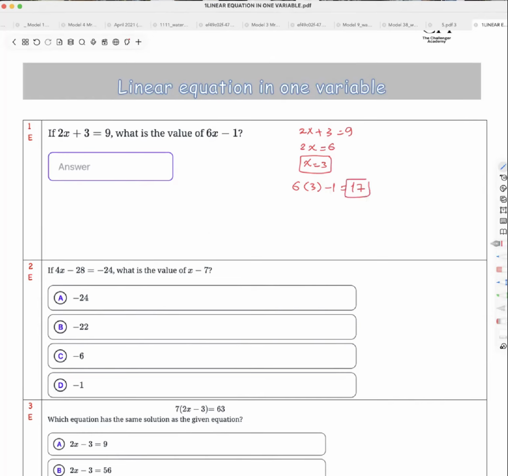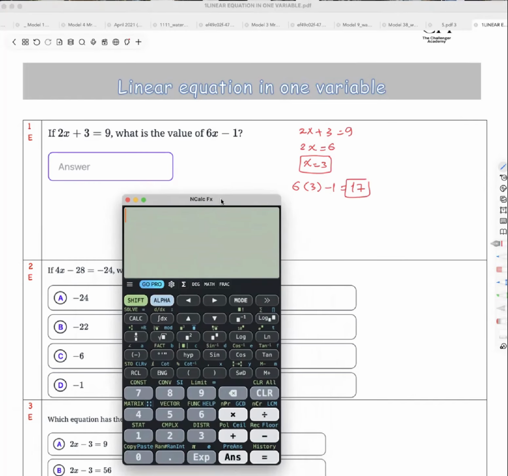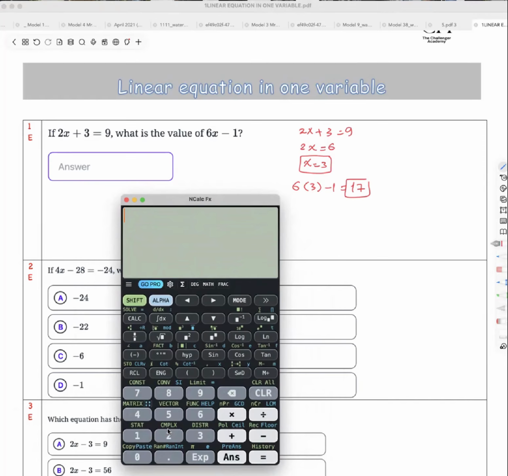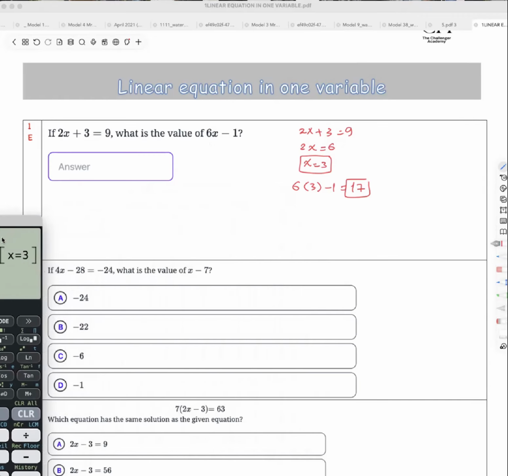How can we solve this equation using the calculator? Just bring out your calculator, write down, we will find the value of x. Write 2x, press alpha, and this button, plus 3 equals 9. So the value of x equals 3. Then put x equals 3 here. So 6 times 3 will be 18. 18 minus 1 equals 17. This is with the calculator.